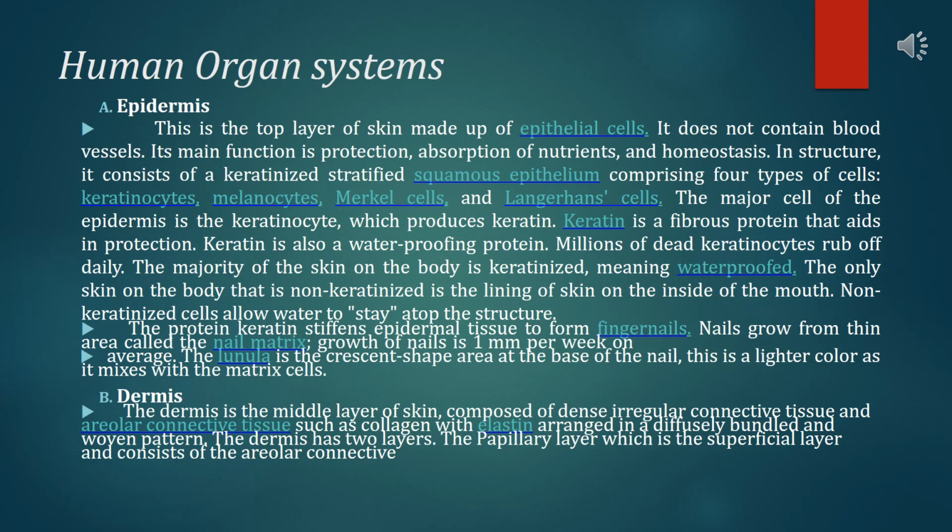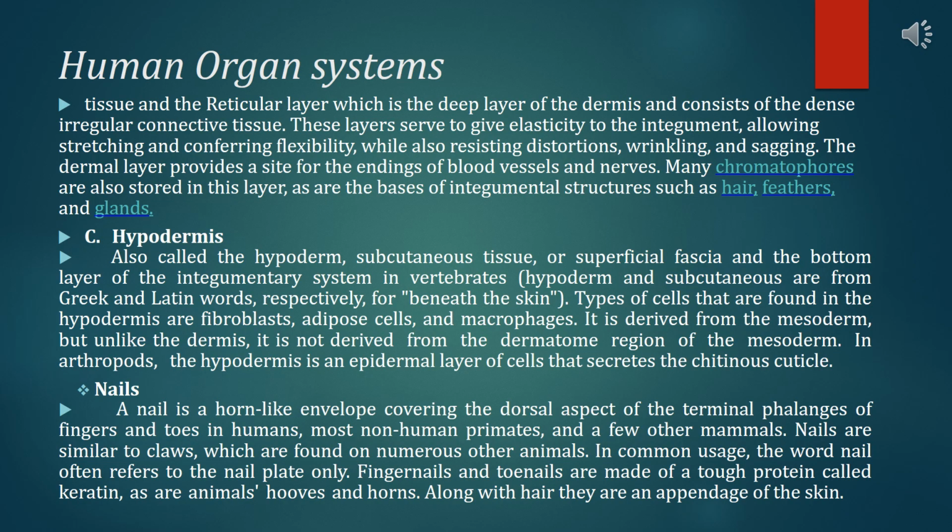Dermis: the dermis is the middle layer of skin, composed of dense irregular connective tissue and areolar connective tissue such as collagen with elastin arranged in a diffusely bundled and woven pattern. The dermis has two layers: the papillary layer, which is the superficial layer and consists of the areolar connective tissue, and the reticular layer, which is the deep layer of the dermis and consists of the dense irregular connective tissue. These layers serve to give elasticity to the integument, allowing stretching and conferring flexibility, while also resisting distortions, wrinkling, and sagging. The dermal layer provides a site for the endings of blood vessels and nerves.